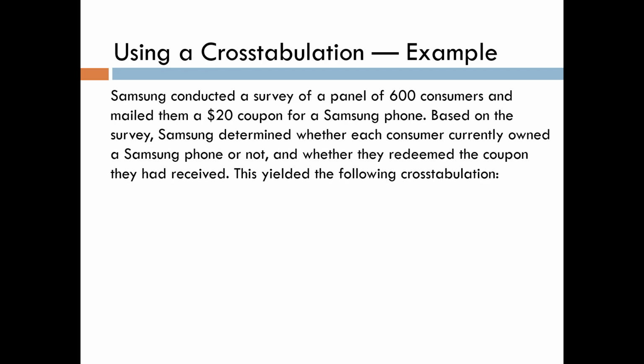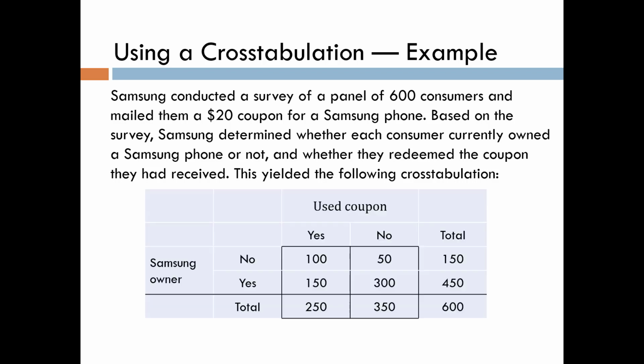Let's say Samsung conducted a survey of 600 consumers. The respondents were asked if they owned a Samsung phone, and then Samsung mailed each of them a $20 coupon for a new Samsung phone. Samsung observed how many of the coupons were used by those who already owned a Samsung phone, that is, current customers, and how many by new customers, that is, those who did not currently have a Samsung phone. They then put together this crosstab summarizing the results.